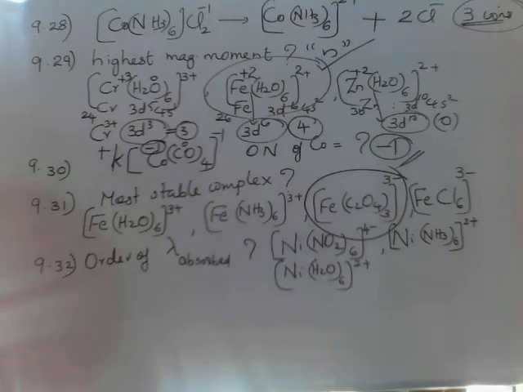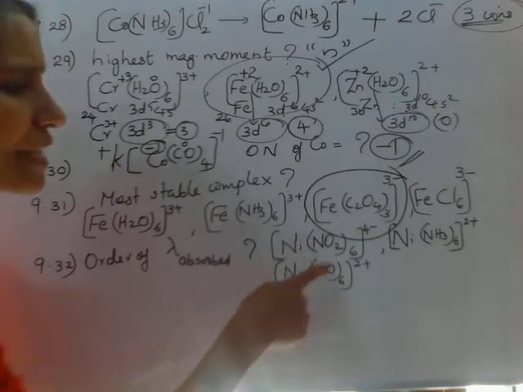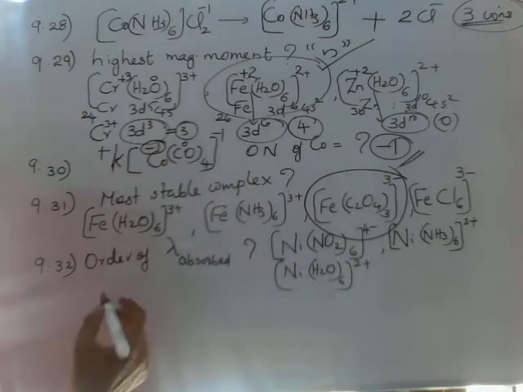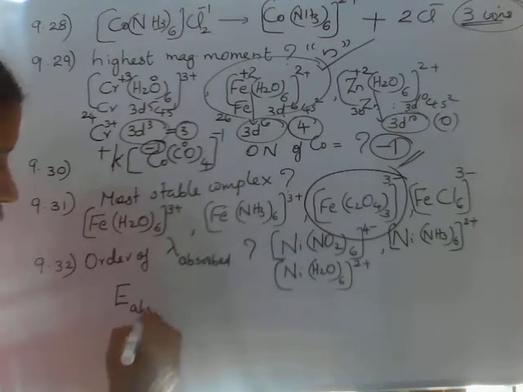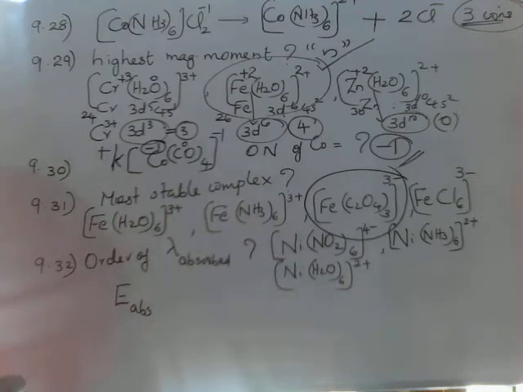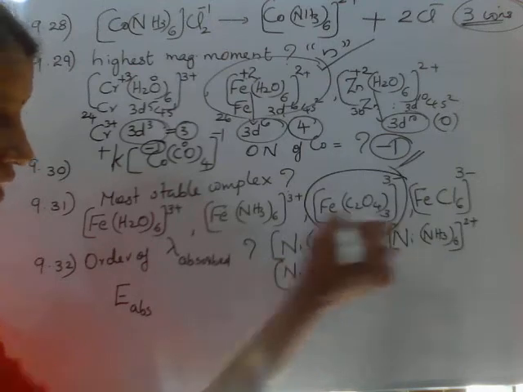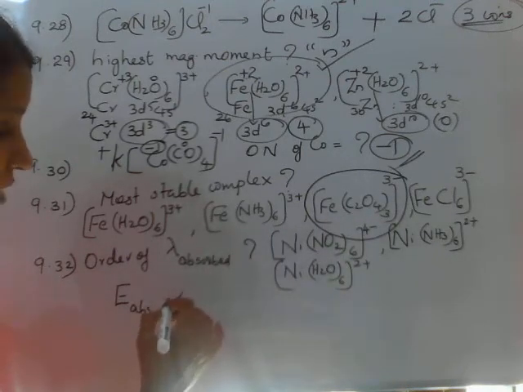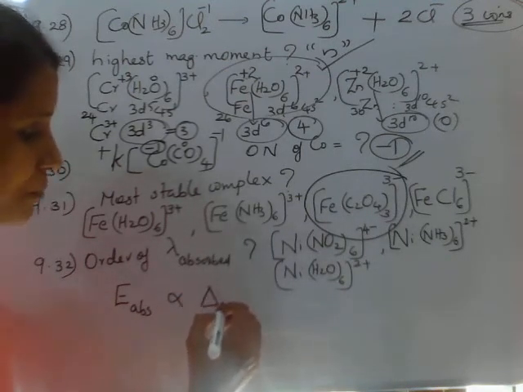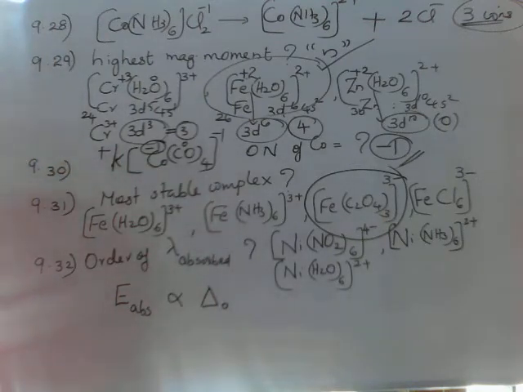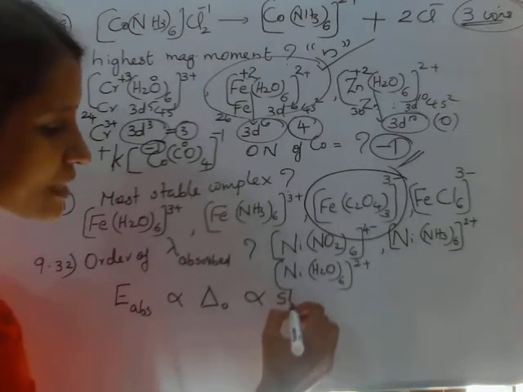The energy absorbed by each complex depends on what? Energy absorbed by each complex ion depends on the crystal field splitting energy, right? Energy absorbed from the visible region by these complexes depends on crystal field splitting energy, that is delta O. And this delta O value depends on strength of the ligands.